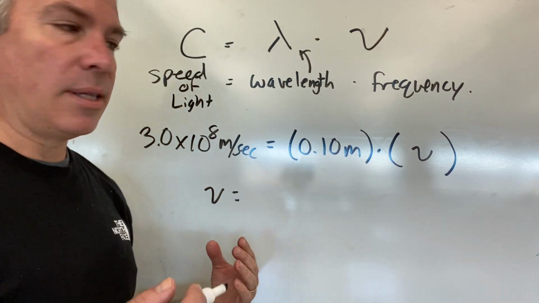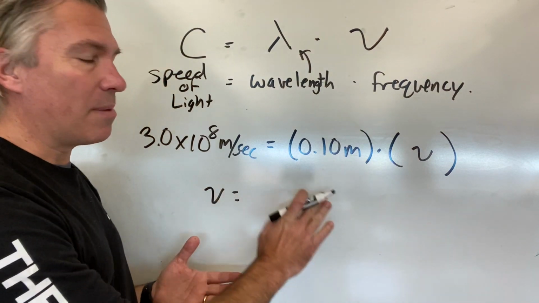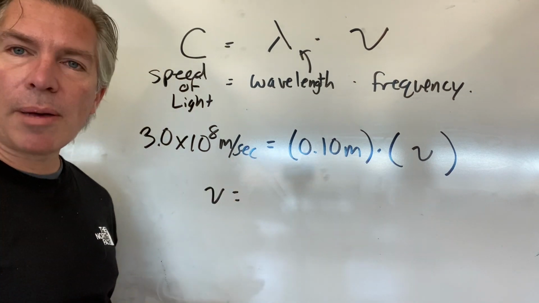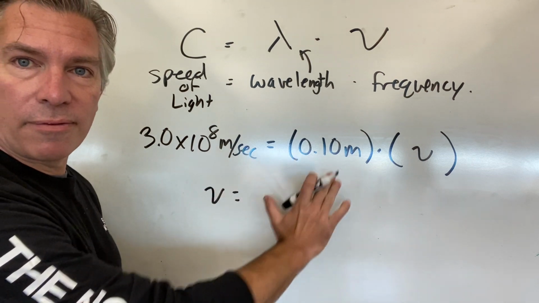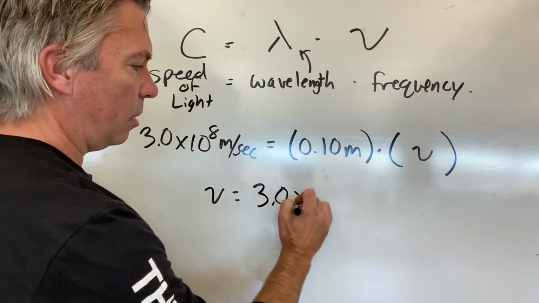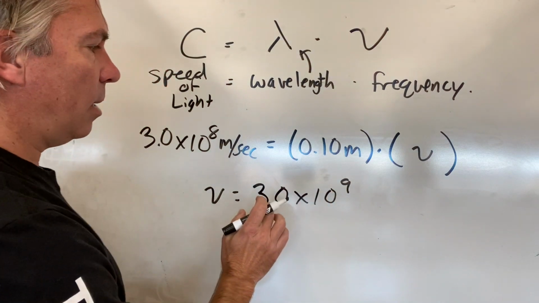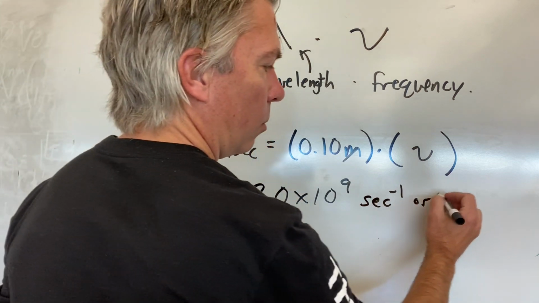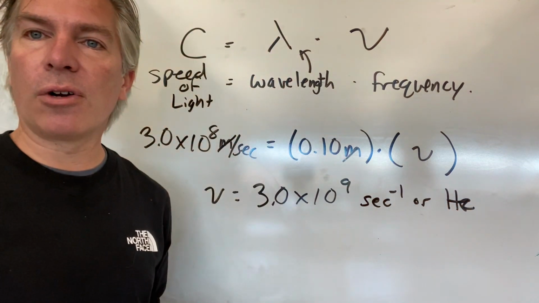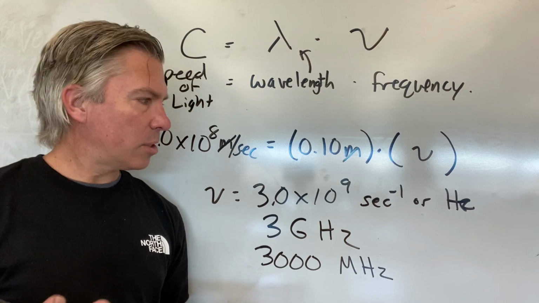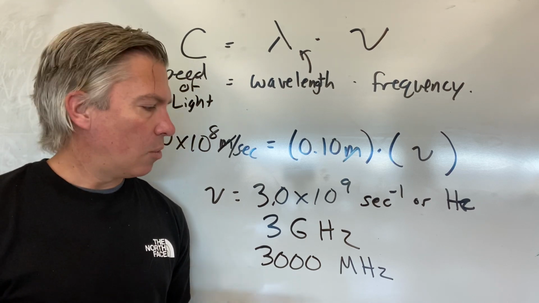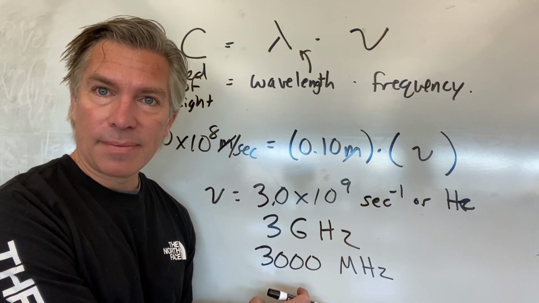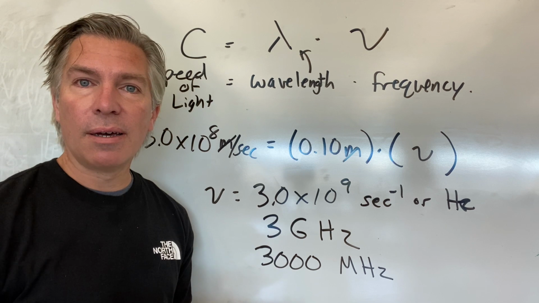Now the wavelength that I'm measuring off of my chocolate bar, I'm estimating 10 centimeters, which is 1/10 of a meter. I have to put it in meters. So if I do my math, 3 times 10 to the 8th divided by 0.1, I will get 3.0 times 10 to the 9th. And that, when the meters cancel out, will give me seconds to the -1, or a unit of hertz. So 3 times 10 to the 9th hertz is 3 billion hertz, or 3 gigahertz. You could also say 3,000 megahertz. That is my estimate of the frequency of my microwave.